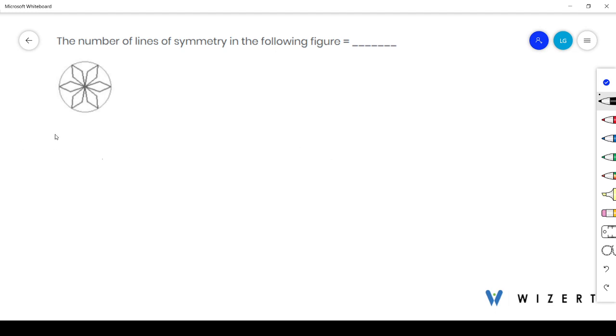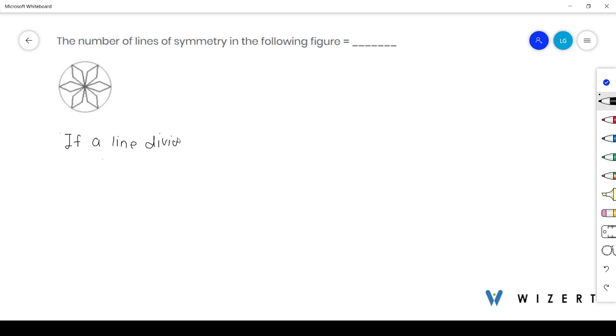Our question is, the number of lines of symmetry in the following figure is, means what is the number of lines of symmetry in the given figure? Firstly, let us see what is the line of symmetry.